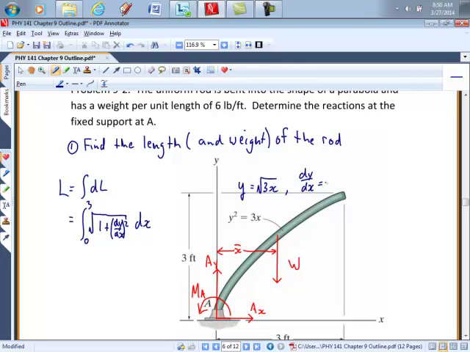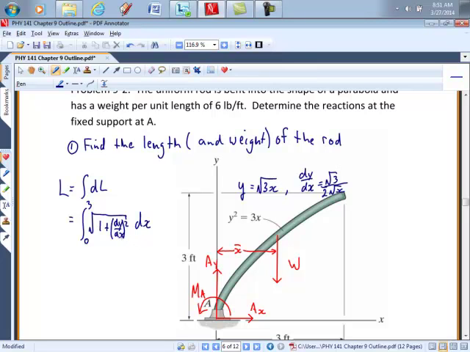The root 3 is a constant, so the root 3 is going to stay there. And I have x to the 1/2, so if I take the derivative, I'm going to end up with x to the negative 1/2, and then I have to multiply by 1/2. So root 3 over 2 root x. Oh, this is looking absolutely wonderful.